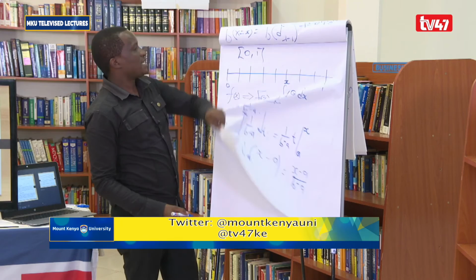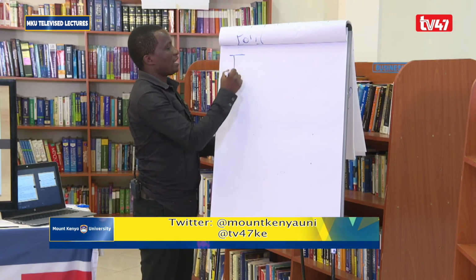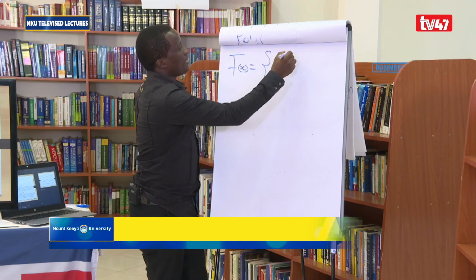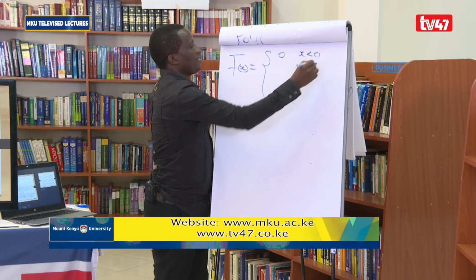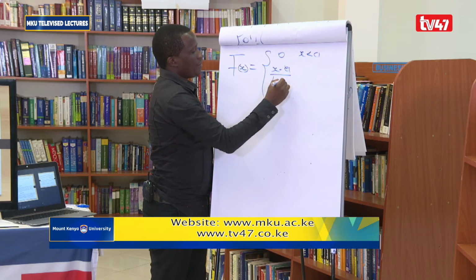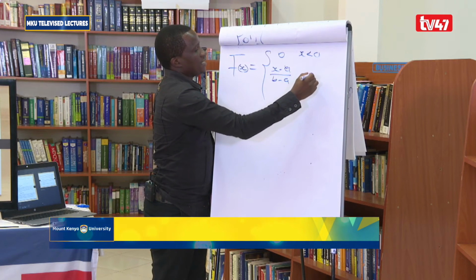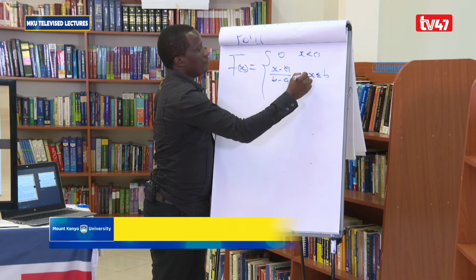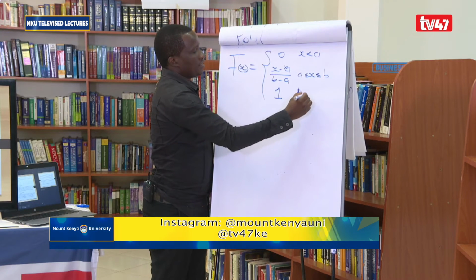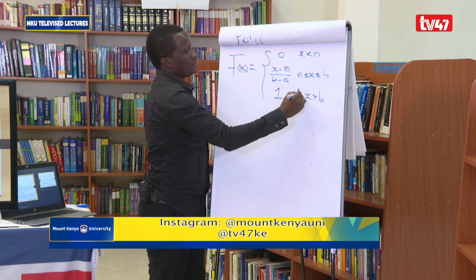And then this can be expressed piecewise, so that the CDF of x is 0 when x is less than a. It is x minus a all over b minus a when x is in the interval a to b, and is 1 exactly when x is greater than b.